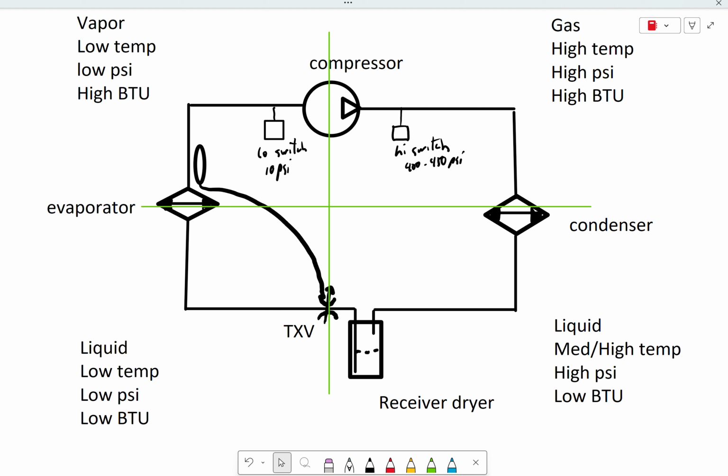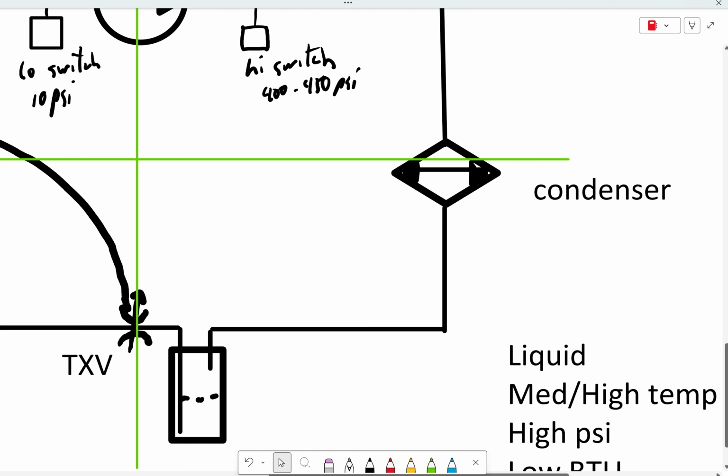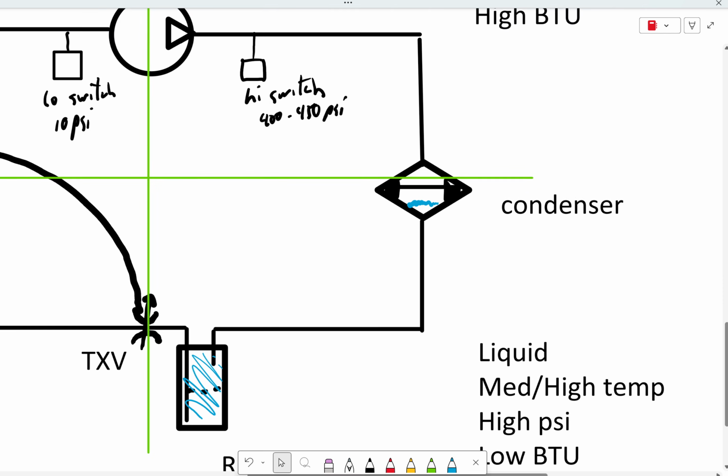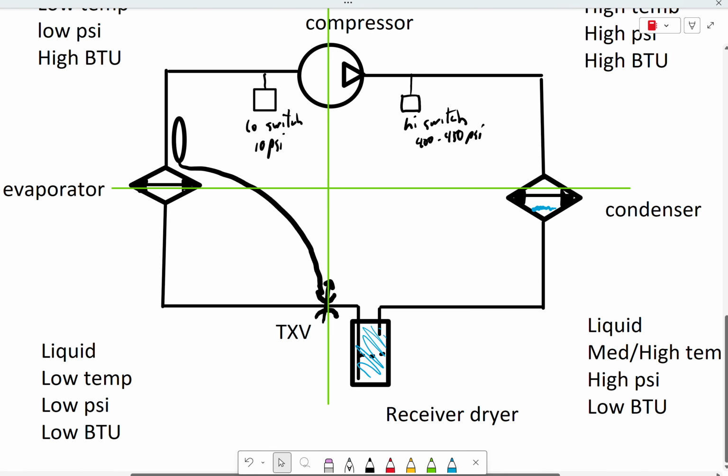So anyways, a blocked TXV, as long as the system has a proper charge in it, what's going to happen is it just won't let refrigerant through to the low side. Okay. And if it doesn't let refrigerant through to the low side, that means that all of the liquid refrigerant in the system is going to stack up on the high side. We're going to end up filling up the receiver dryer. Okay. And we're going to fill up the line going back to the condenser, and all of the liquid refrigerant is going to condense, and it's going to sit there at the very bottom of the condenser and in the receiver dryer.